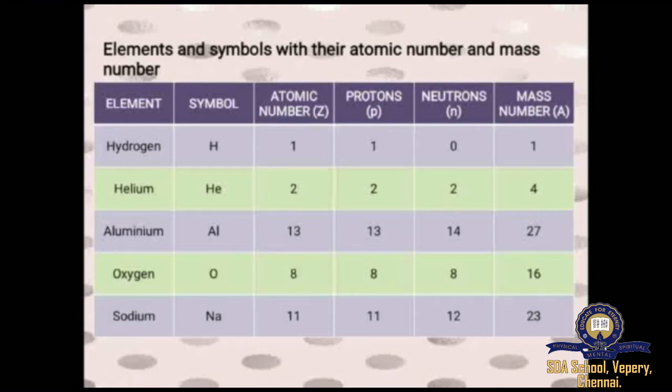The next one is sodium. Na is the symbol for sodium. Atomic number is 11. Number of protons is 11. Number of neutrons is 12. So 11 plus 12 is equal to 23. So these are the atomic number and mass number for some of the elements.